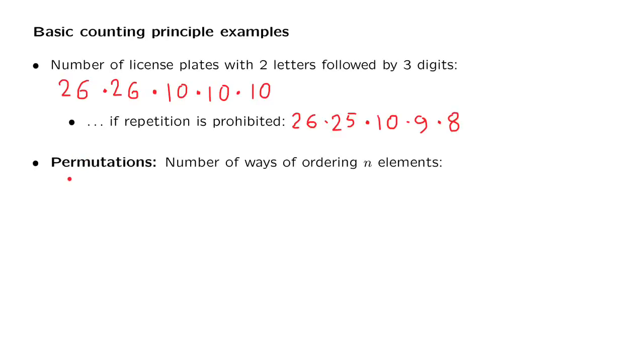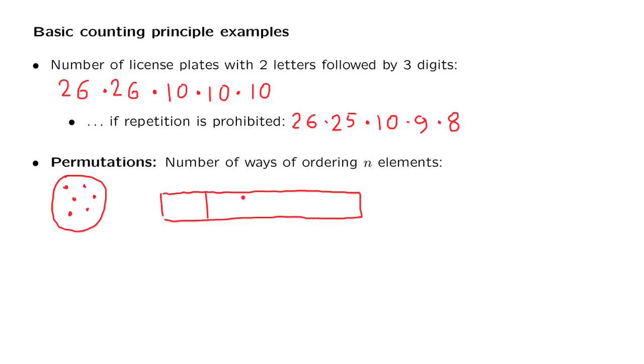Suppose that we start with a set that consists of n elements. What we want to do is to take these n elements and order them. A terminology that's often used here is that we want to form a permutation of these n elements. One way of visualizing permutations is to say that we're going to take these elements of the set, which are unordered, and we're going to place them in a sequence of slots.